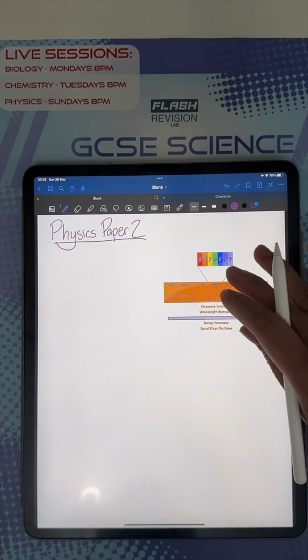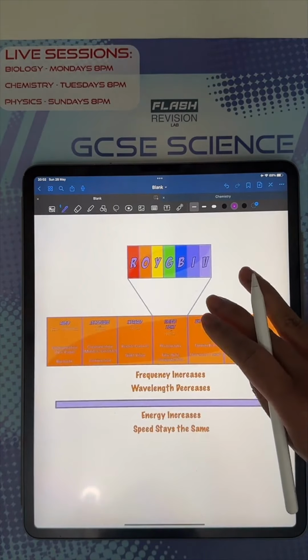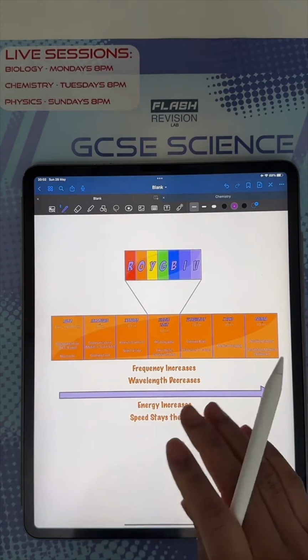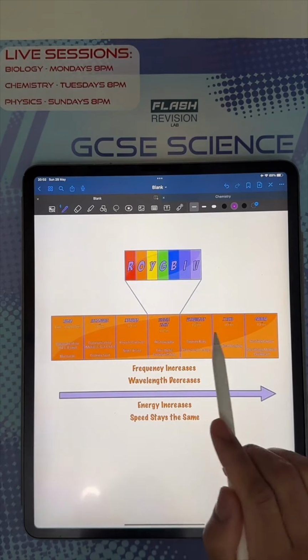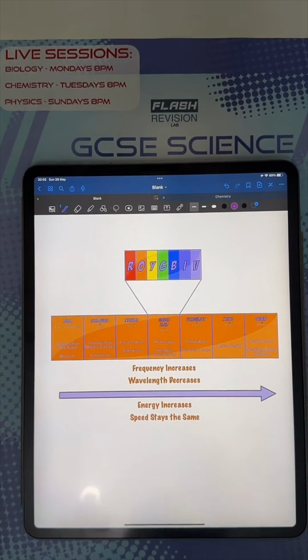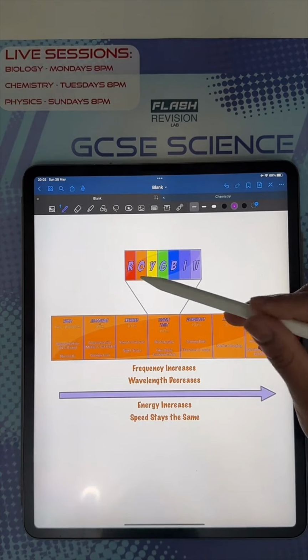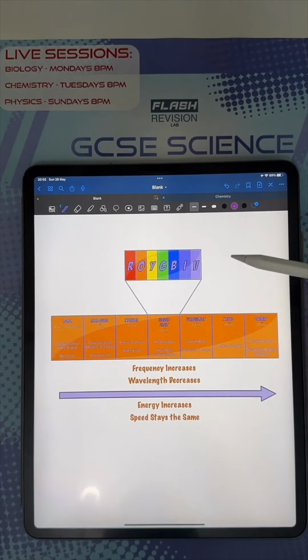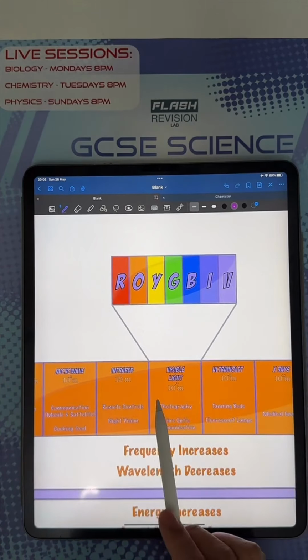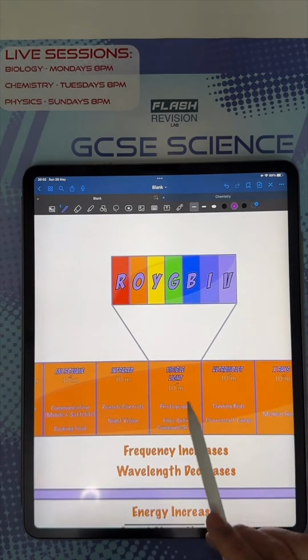So I've got the electromagnetic spectrum here. Make sure you memorize this, memorize the order of this. We've got radio waves, microwaves, infrared, visible light, ultraviolet, X-rays, gamma rays. Within visible light, we've got the 7 colors of the rainbow: red, orange, yellow, green, blue, indigo, violet. So red is on the left side, violet on the right side.